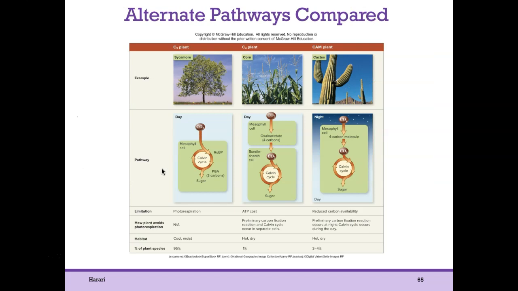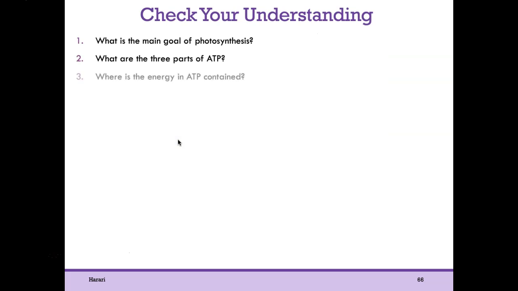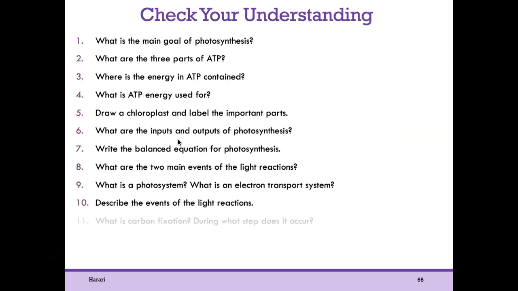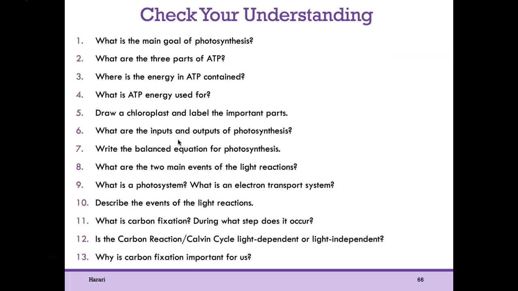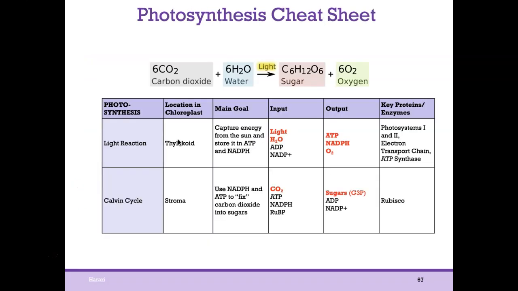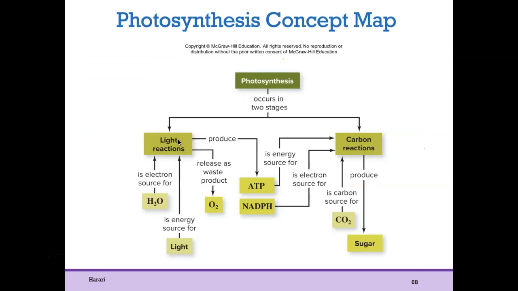So this is a very good overview of the alternate pathways of photosynthesis. Try to see if you can answer all of these questions, and then try to troubleshoot where you need to go into more detail. Here are some answers to that cheat sheet found in the learning map. And finally, to conclude, let's overview the photosynthesis concept map.